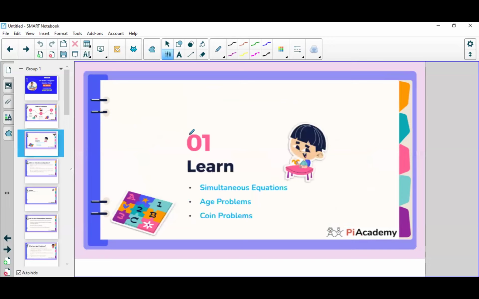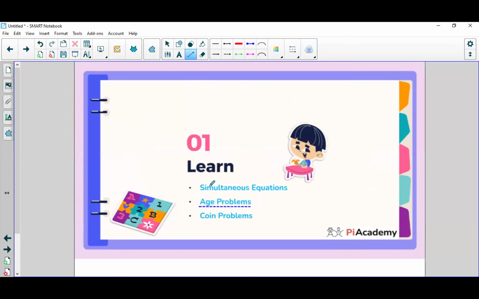These are the objectives for today's session, guys. Number one, we will learn about simultaneous equations. Second, we will learn about age problems. And in the last, there will be coin problems. Okay.